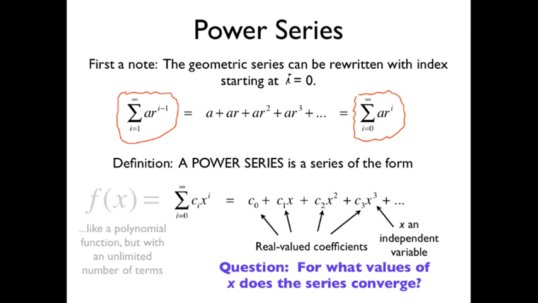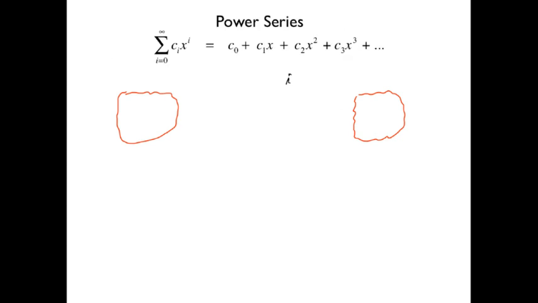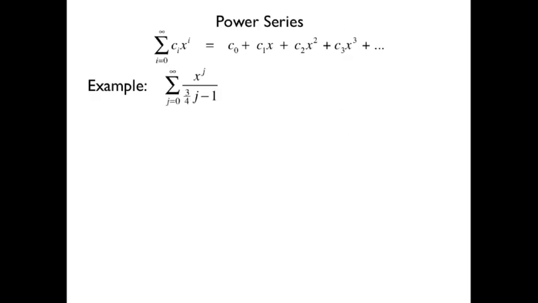So you have all the tools to do this, but now we just have to think about x as an independent variable. So let's look at an example. Here's one: x to the j over 3/4 j minus 1. Before we start, could you define what the c sub j is? Remember, this would be c sub j, x to the j, where j goes from 0 to infinity. So what's the c sub j?